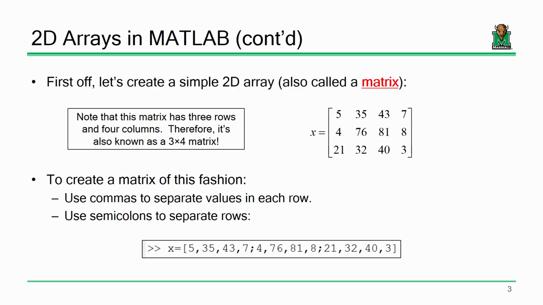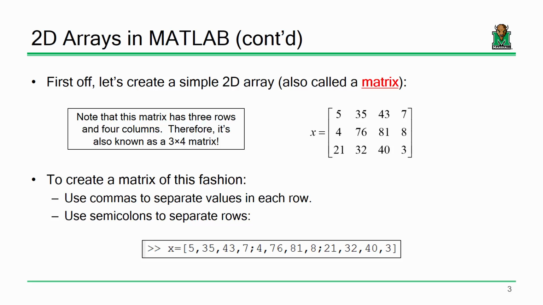Now, here I've got a matrix. Just so everybody's aware in terms of terminology and how we refer to matrices, this matrix has 3 rows, 1 row, 2 rows, 3 rows, and it has 4 columns, 1, 2, 3, 4. So we would say that this matrix is a 3x4 matrix, 3 rows and 4 columns. Okay. Now, we know how to create one-dimensional matrices or vectors. We use square brackets and we use commas to separate all the values, right?